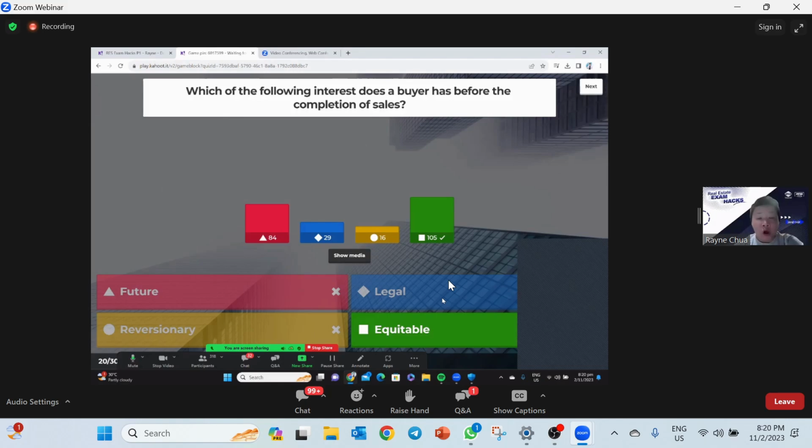For this particular question, it's not really related to reversionary interest. Future interest doesn't apply to this completion or sale between a buyer and a seller. Just take note: remember, for legal interest, the name has to be officially inside. Prior to the completion, before you go to the lawyer's office to collect everything, that's not legal yet.